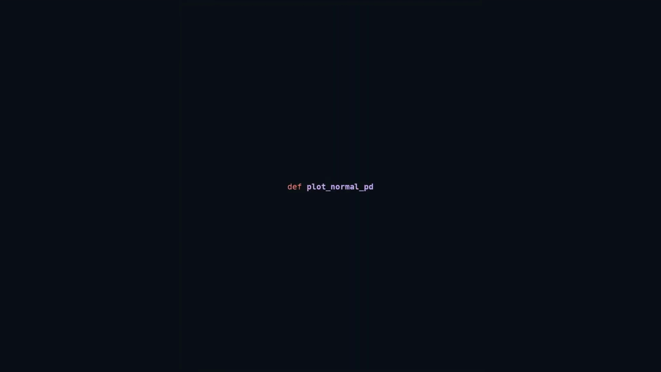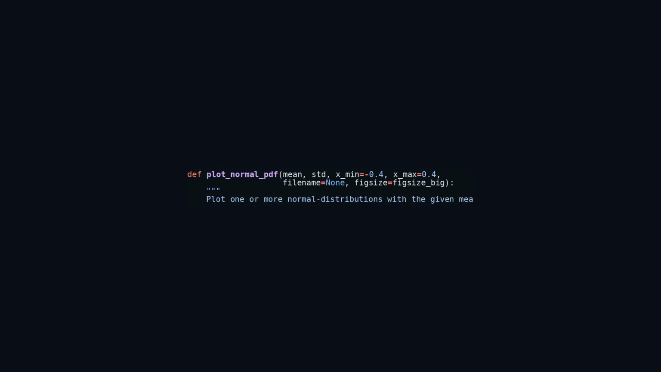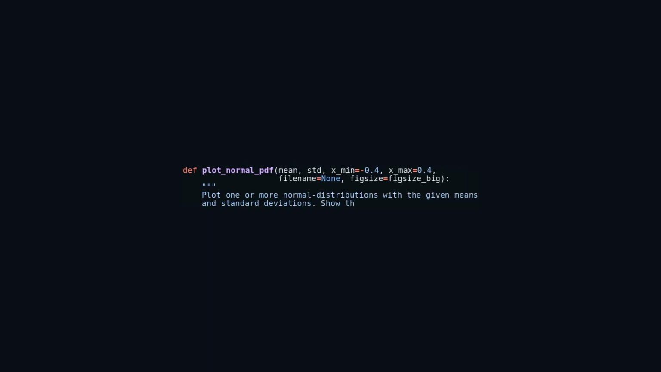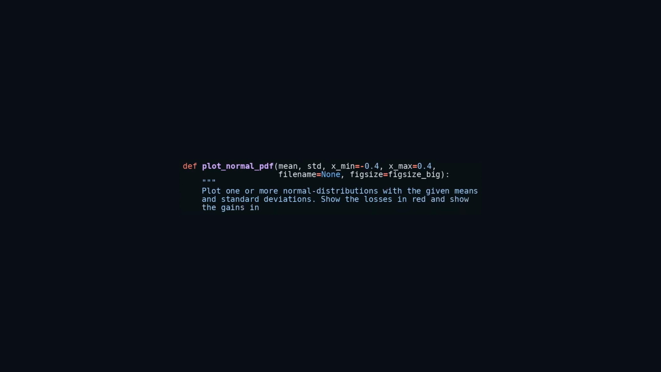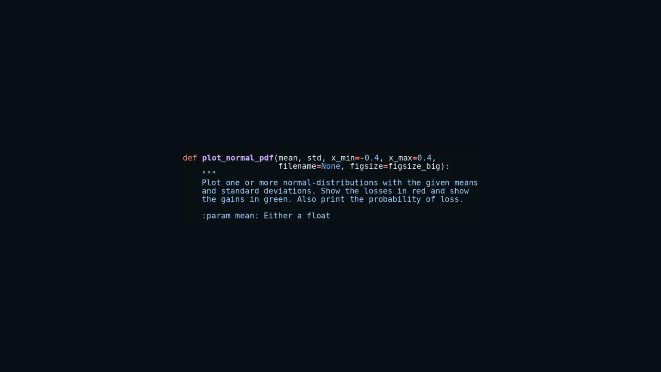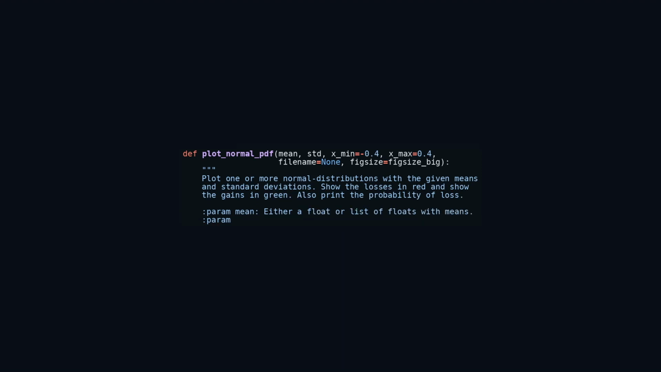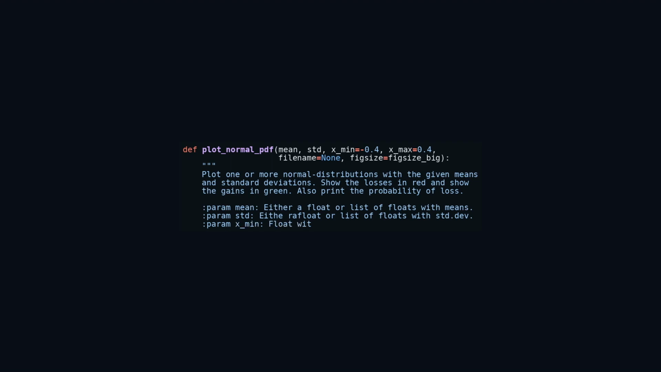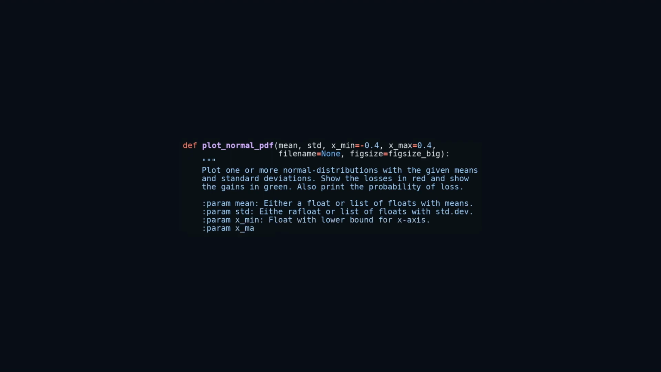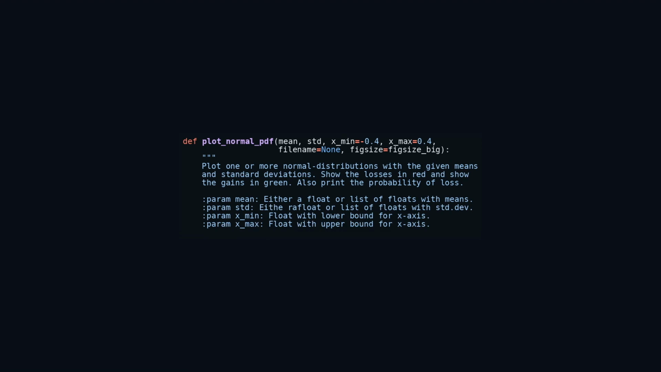The code defines a function called plot_normal_pdf designed for plotting one or more normal distributions based on specified means and standard deviations. This function can handle both single and multiple distributions at once. Offering flexibility in visualizing data, the function accepts several parameters including mean, which can be a float or a list of floats, std, as either a float or a list of floats, xmin the lower x-axis bound, xmax the upper x-axis bound, filename for saving the plot, and figsize the size of the figure.